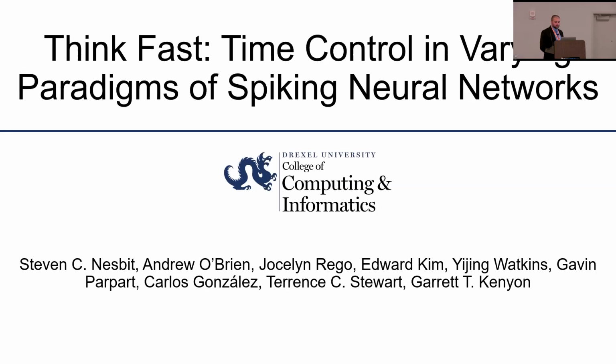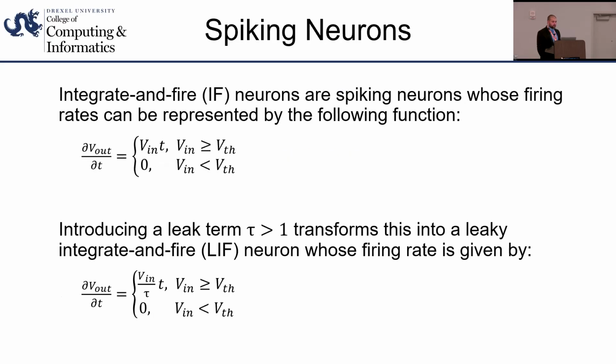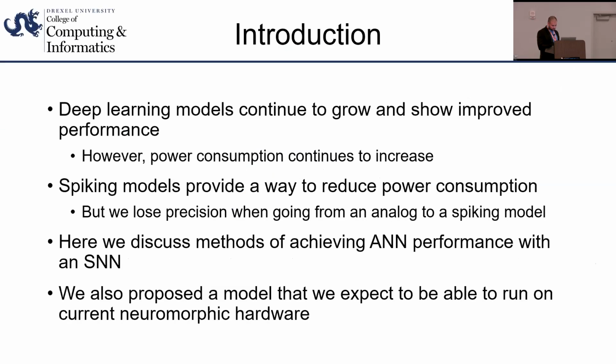Called Think Fast, Time Control, and Varying Paradigms of Spiking Neural Networks. So for introduction, we know that deep learning models continue to grow and show improved performance. However, power consumption continues to increase. Spiking models provide a way to reduce this power consumption, but we lose accuracy when we go from analog to spiking models. So here we discuss methods of achieving ANN performance with an SNN, and we also propose models that we expect to be able to run on neuromorphic hardware.